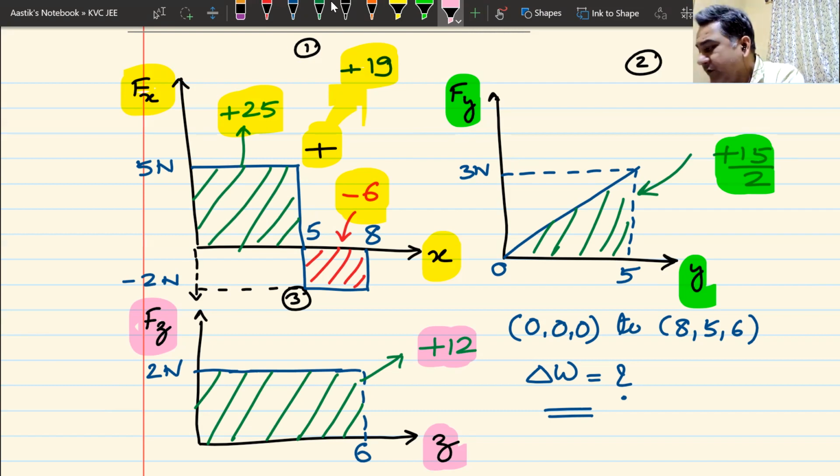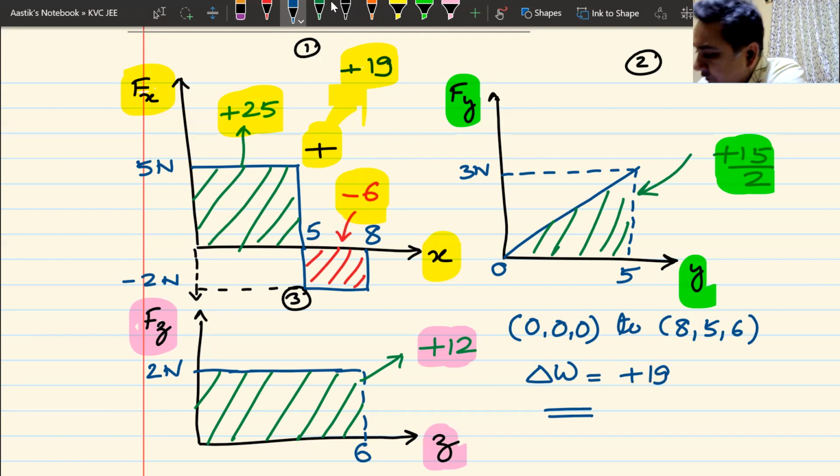What is the work done by this force? Can anyone tell me? What is the work done by this force? No one? Okay, if there is no one, I'll tell you.